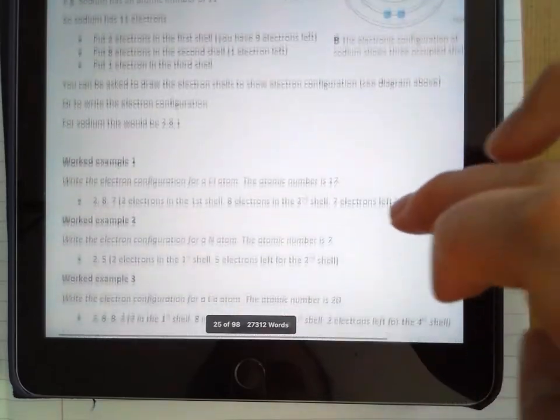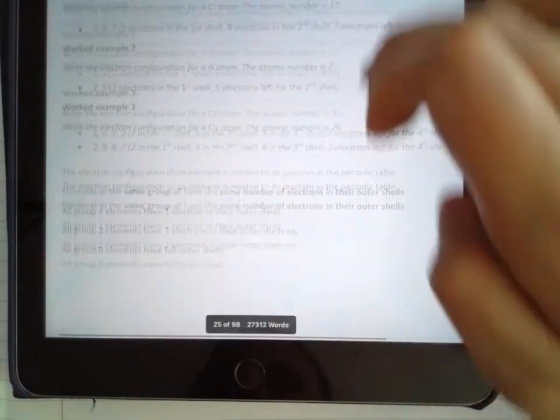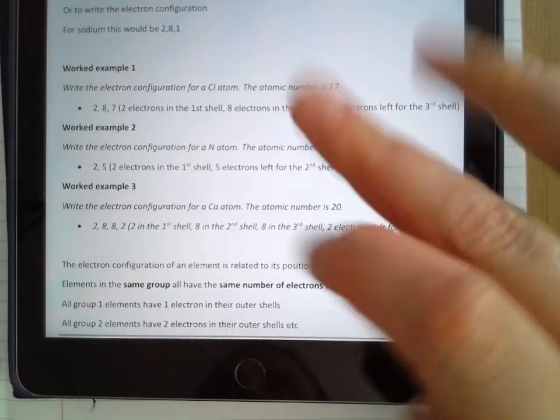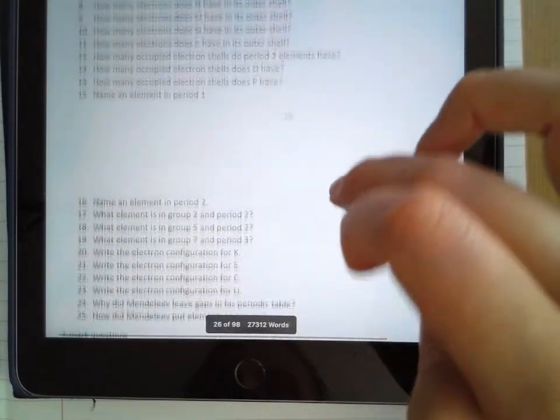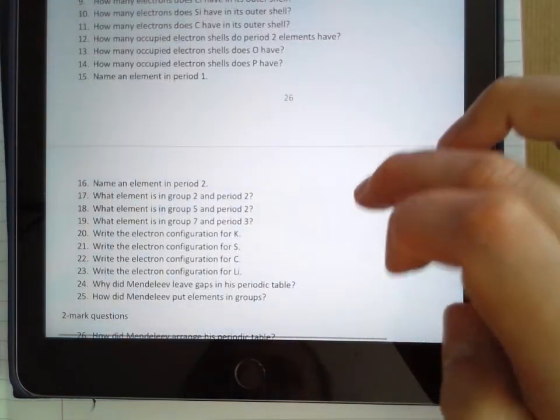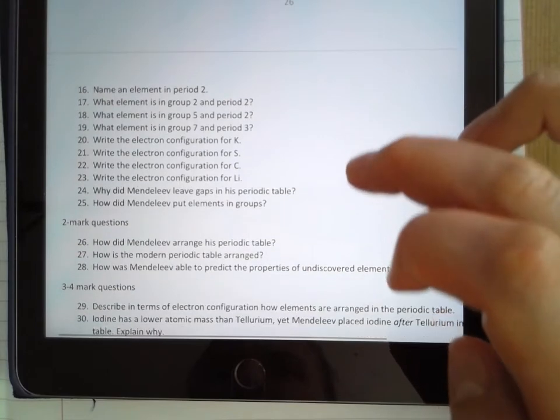The last thing I wanted to do was look at the periodic table, made by Mendeleev. We've already talked about electron configuration. But if we have a look at some practice questions, just have a go at these for me. You'll need a periodic table.